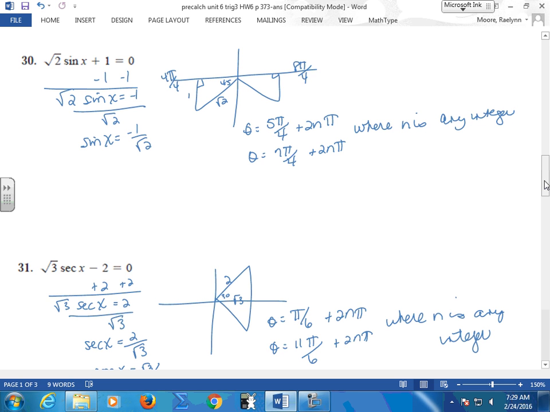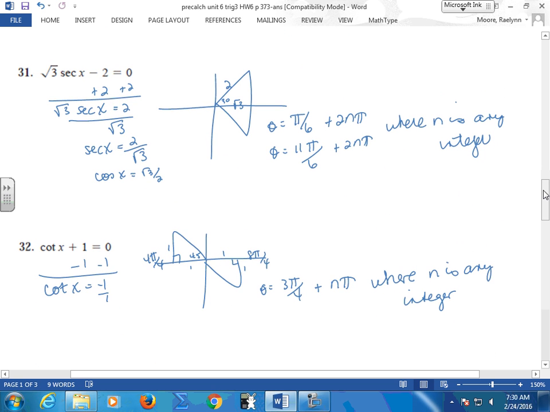Again, so here sine is negative. Sine uses y. Where is y negative? It's the bottom two quadrants. So drop your triangle and find your angles. Good? Okay.